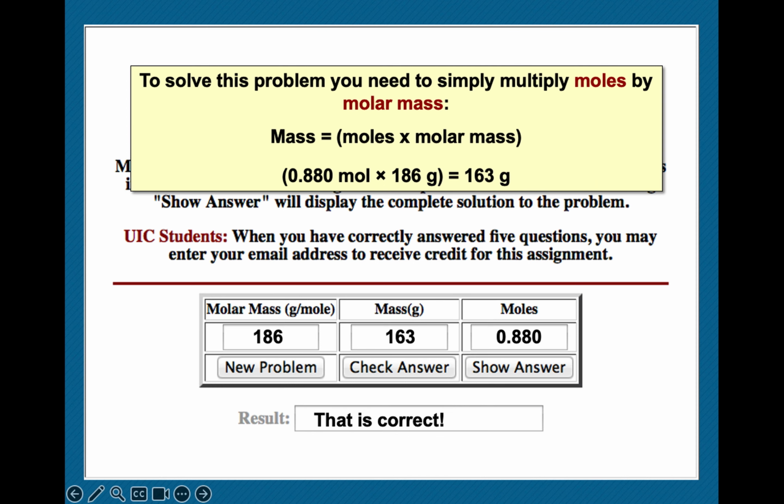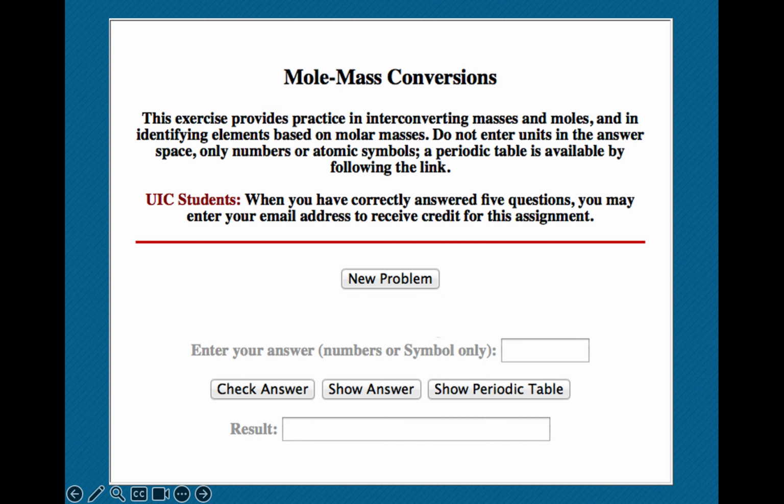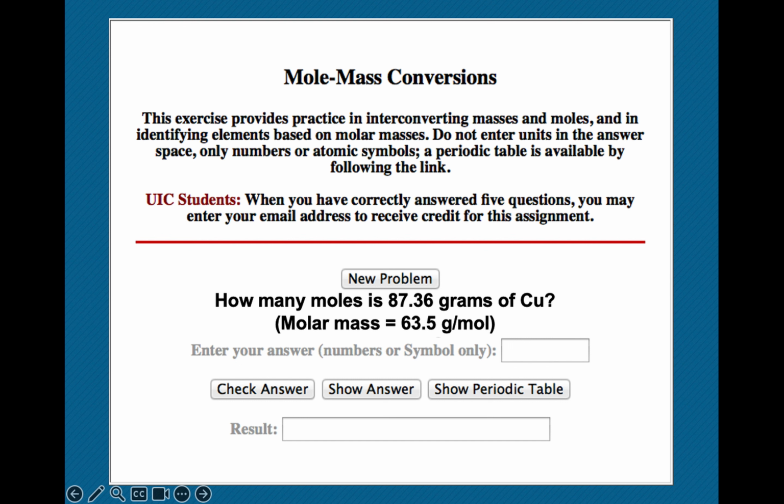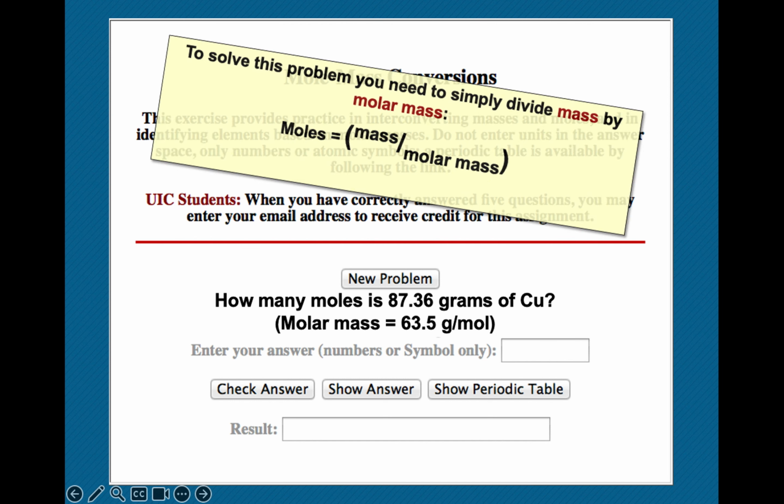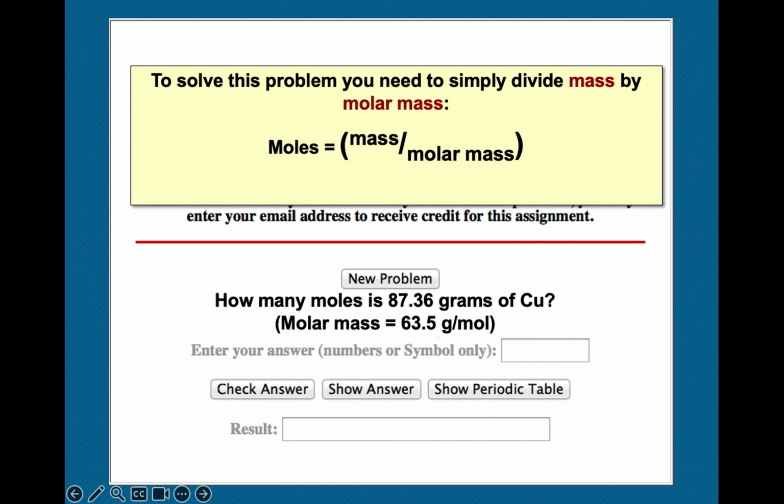Here's the same type of problem in another tutorial, mole mass conversions. In this guy, you're given a number of moles, you're given grams, you're trying to figure out moles. Here's our molar mass. What do we have here? We have a mass and a molar mass. See, it is useful. Mass divided by molar mass is moles. Simply take our mass and our molar mass, divide them out, and it's 1.38.